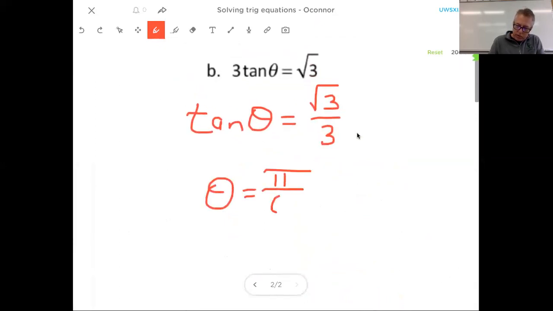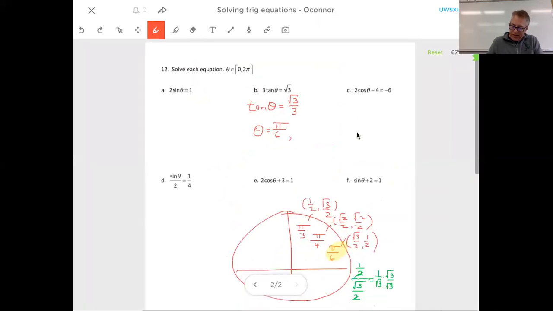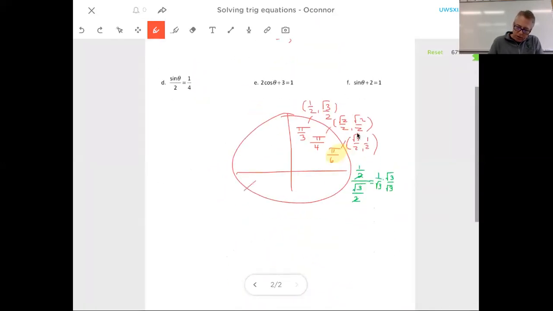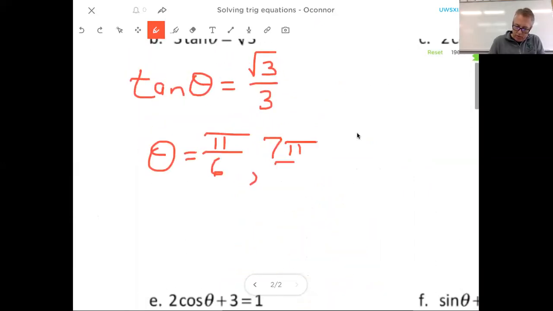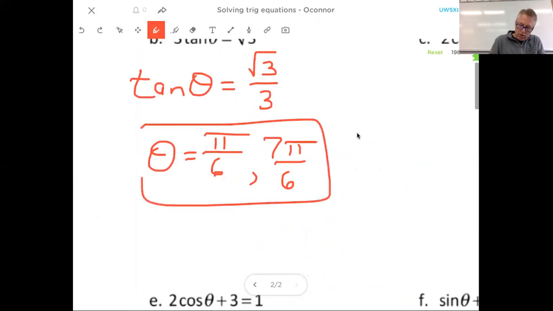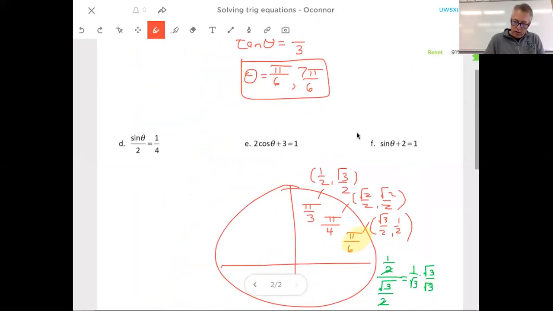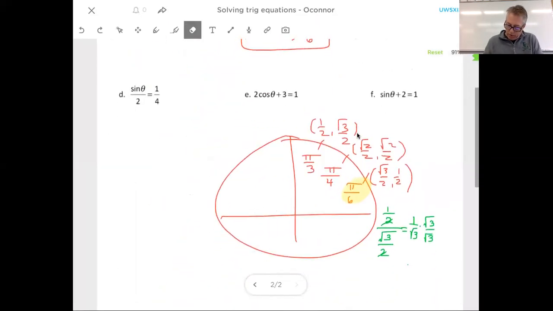Now the tangent is also positive in the third quadrant. So I also need that as my answer, which is 7 pi over 6. So that is my second answer, 7 pi over 6. Those are the two solutions for that one. And that's a really hard one. So if you followed all that, you're in really good shape.